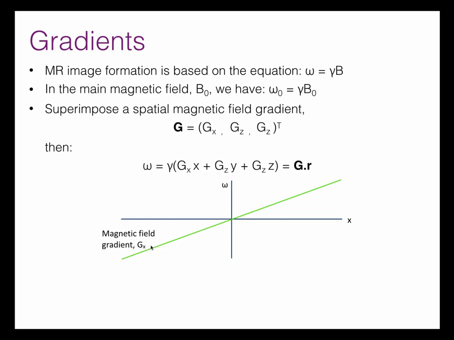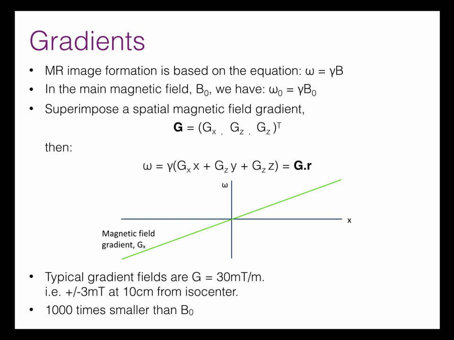It's important to appreciate that these gradients are all in the direction of the main field B0. We always represent that along the z direction. A typical gradient field used in a human imaging magnet might be something like 30 millitesla per meter. That would give you 3 millitesla at about 10 centimeters from isocenter, which is the kind of magnetic field you might experience. So it's about 1,000 times smaller than B0, just to give you an appreciation of the scale.